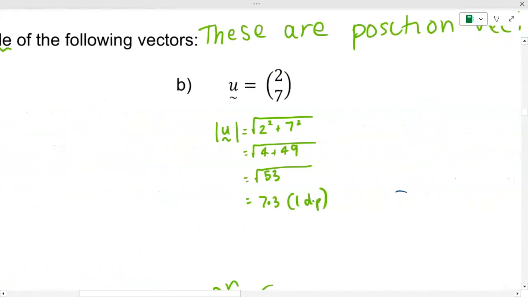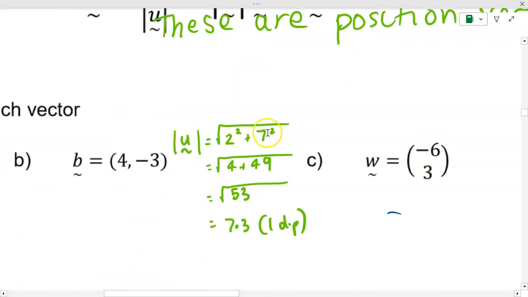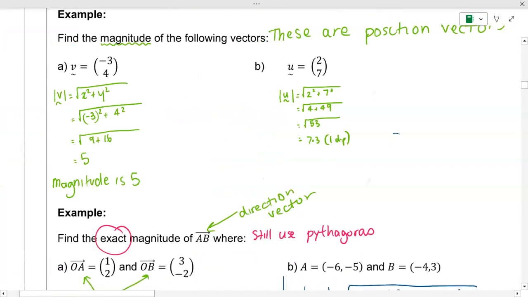Similarly, we can do the same with 2 and 7. If we're taking the square root of each of those squared, we add them together, we're going to end up with 7.3. It's done that to one decimal place. So those are fairly straightforward.